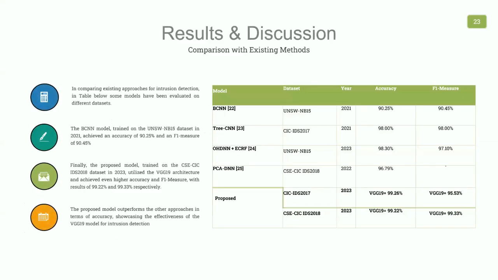Here we compare our work with some existing approaches in the literature, as shown in the table below. The bidirectional convolutional neural network model trained on the NB 2015 dataset in 2021 achieved an accuracy of 90.25% and F1 measure of 90.45%, while our model trained on CIC IDS 2017 and 18, which are large-scale datasets, in 2023, achieved an accuracy and F1 measure of 99.22% and 99.33% respectively.